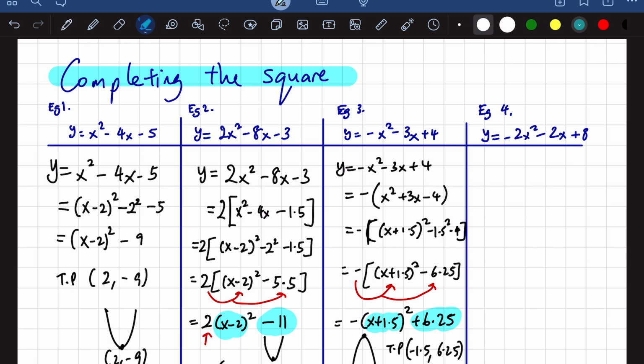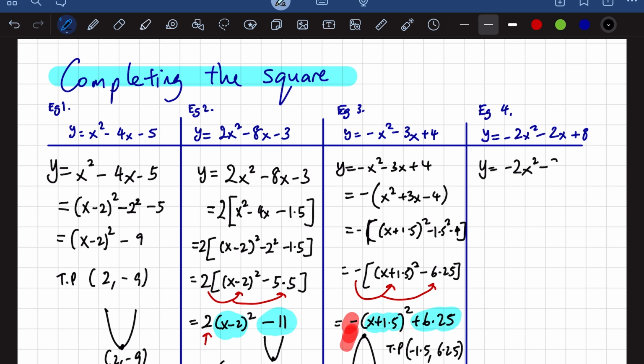All right, so that's example 3. And we want to look at the negative. Make sure you have the negative in front, and notice that the negative doesn't really affect the turning point, right? The negative just tells us that it is a maximum curve. All right, let's look at example 4.